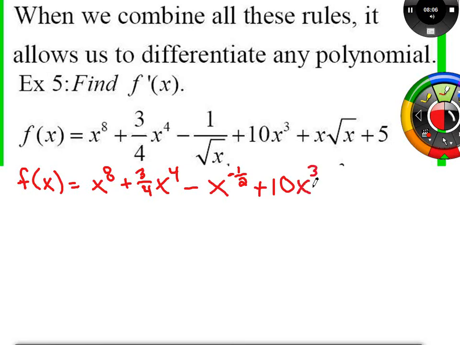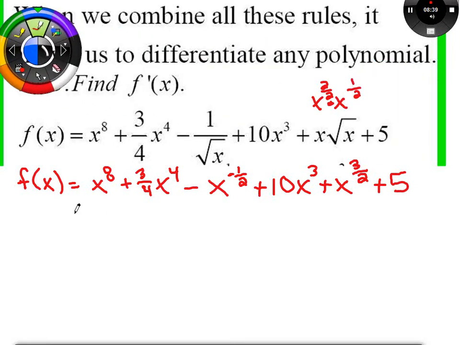And then this is actually x to the 1/2, so this is x times x to the 1/2. So it's really x to the, and you'd keep the base and add the exponents. So this would actually be x to the 3/2. That's algebra. This is 2/2. When you multiply those, you keep the base, you add the exponents. Then we have plus 5. Alright, so it's all ready to roll as far as the power rule goes. Now we can go ahead and find the derivative.